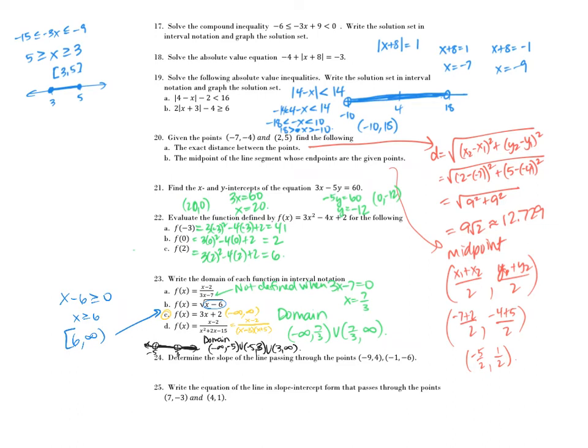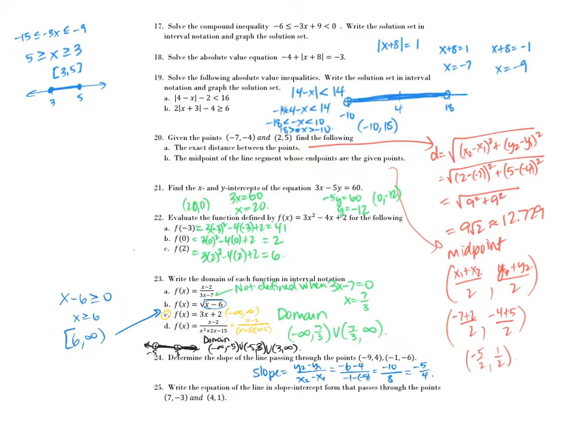Determine the slope of the line passing through those points. So my slope is going to be y2 minus y1 over x2 minus x1. So it's going to be negative 6 minus 4 over negative 1 minus negative 9. So that gives me negative 10 over negative 1 plus 9, which is positive 8. So I can simplify that if you want to negative 5/4.